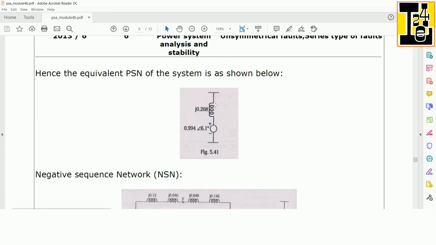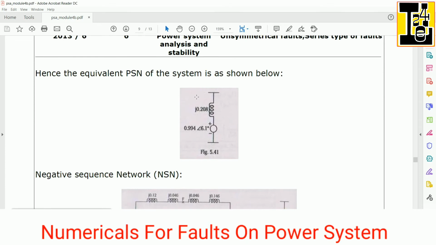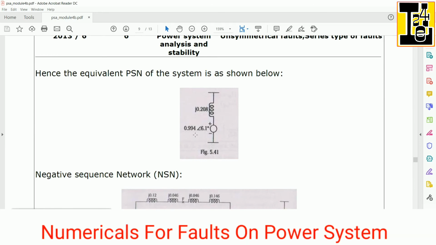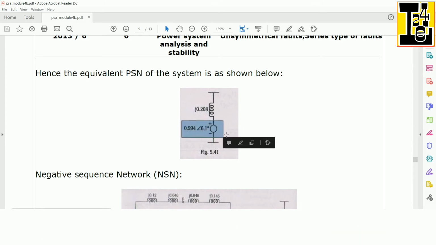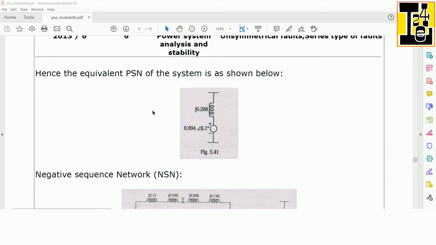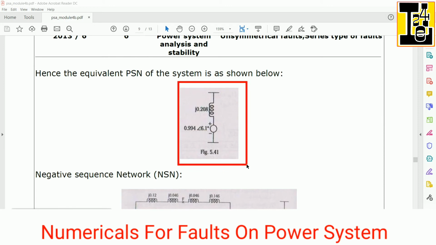So its Thevenin equivalent will be a reactor Thevenin equivalent, that is J of 0.208 per unit, and the V Thevenin as 0.994 at an angle 6.1 degree volts. So this is the Thevenin equivalent of a given network with respect to the fault point on the power system.